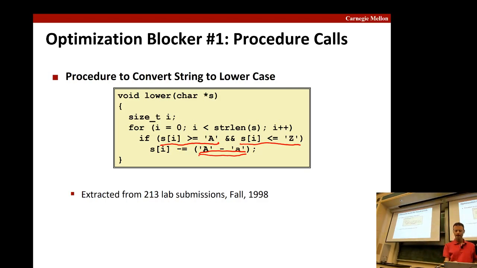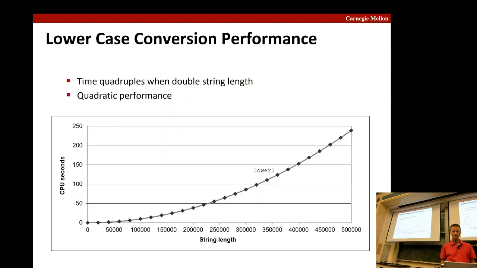Okay? And so the programmer says, okay, this is what I want to do. I want to go through my string for however long it is and do this simple conversion. All right? So you'd think, okay, I look at this, it's got to run through a string. It's going to take time that's basically the length of the string, right? Some constant times the length of the string. But let's look at what happens.